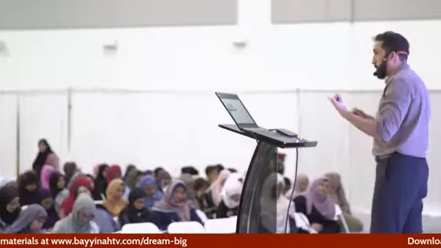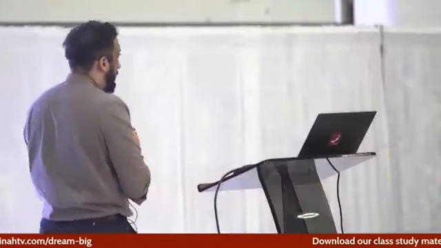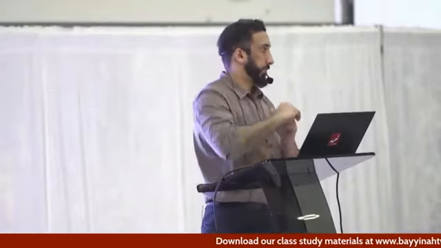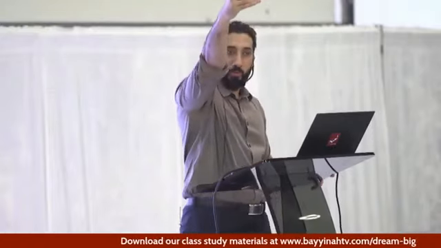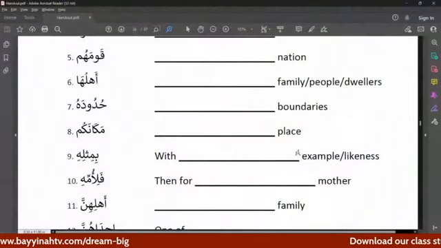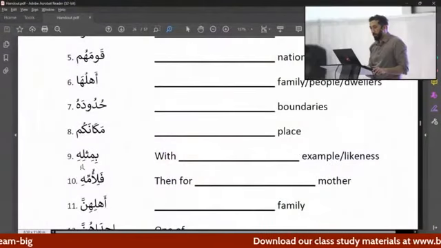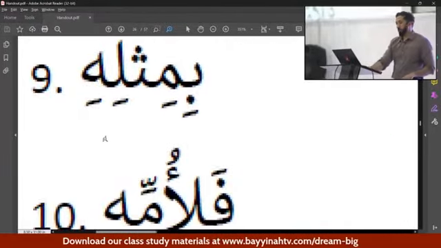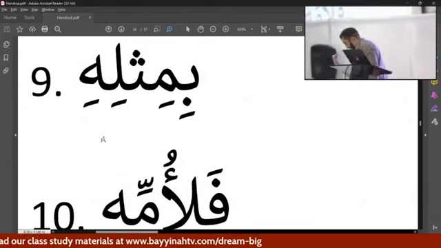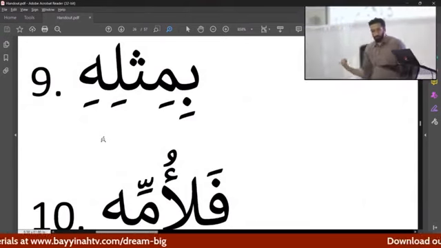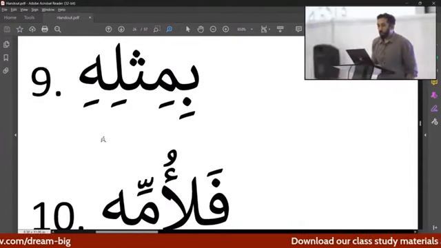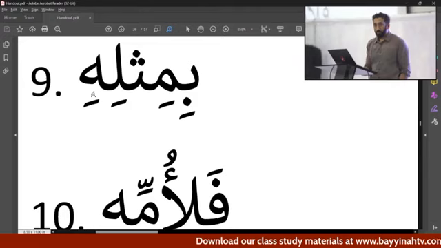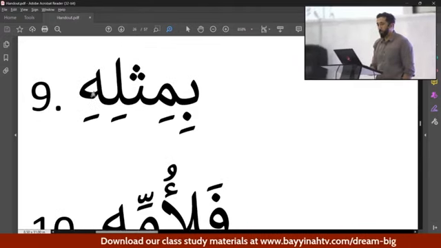Makanakum, makanakum. Where's the attached pronoun? Process. Antum, good. What does antum mean? You all. Makanakum, the place of you all, or y'all's place, your place, all of you. Bimithlihi, bimithlihi, with his example, with his example, bimithlihi. So he comes from what? Let's follow the process again. Huwa. He comes from huwa.